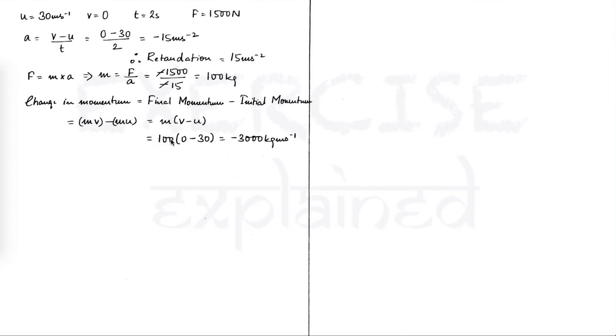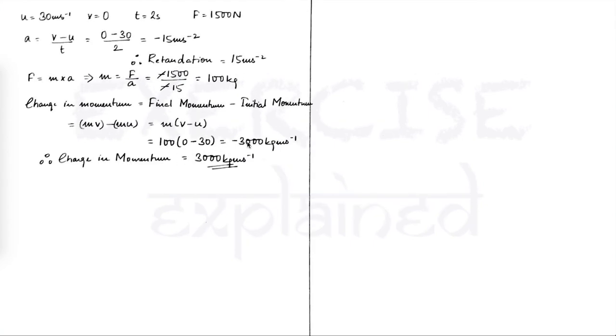That happens to be 100 into v is 0. It's given in the question. Final velocity is 0 minus initial velocity is 30. So we do 0 minus 30. That happens to be minus 30 into 100, which happens to be minus 3000 kg meter per second. So minus 3000 kg meter per second is the change in momentum. We need not write the minus sign, so we can write change in momentum is 3000 kg meter per second.